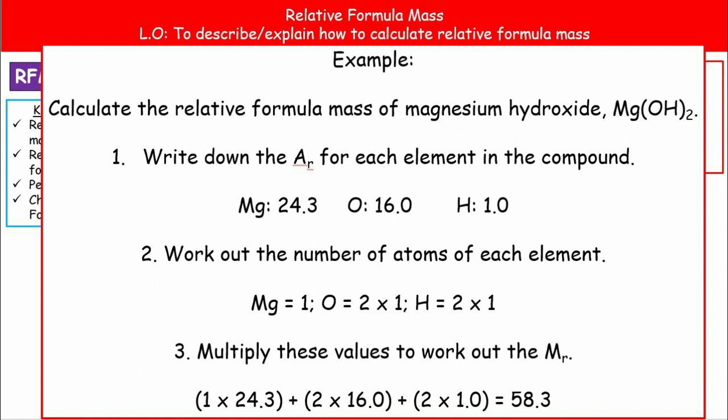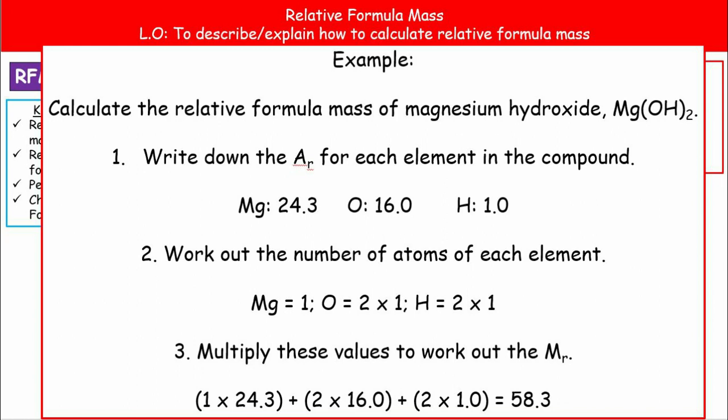Our question there: calculate the relative formula mass of magnesium hydroxide, and we've got its chemical formula next to it. The first thing we're going to do is write down the relative atomic mass for each of the elements in the compound. Remember, we can spot them by looking for the capital letters. We've got a capital M and a lowercase g, so that's one element, magnesium. We've got a capital O and a capital H, so we've got oxygen and hydrogen.